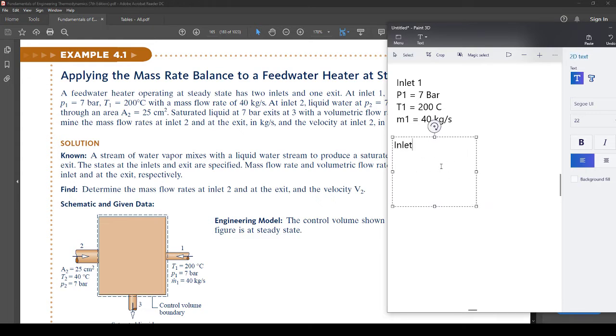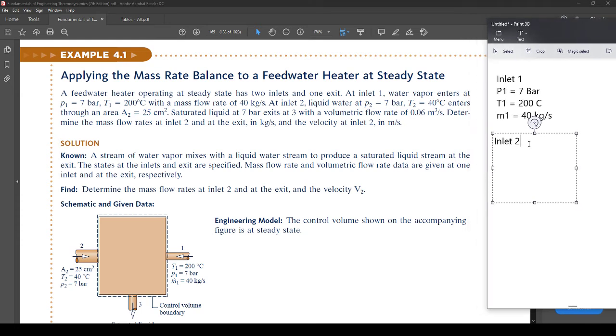Now let's talk about the mass flow rate of 2, or the inlet of 2. So inlet 2. And by the way, you can also read these down here on the chart too. They've just listed it. So at inlet 2, liquid water at pressure 2 is 7 bar, and T2 is equal to 40 C, enters through an area, so we have given A2 of 25 cm cubed, right? So they've given us liquid water here.